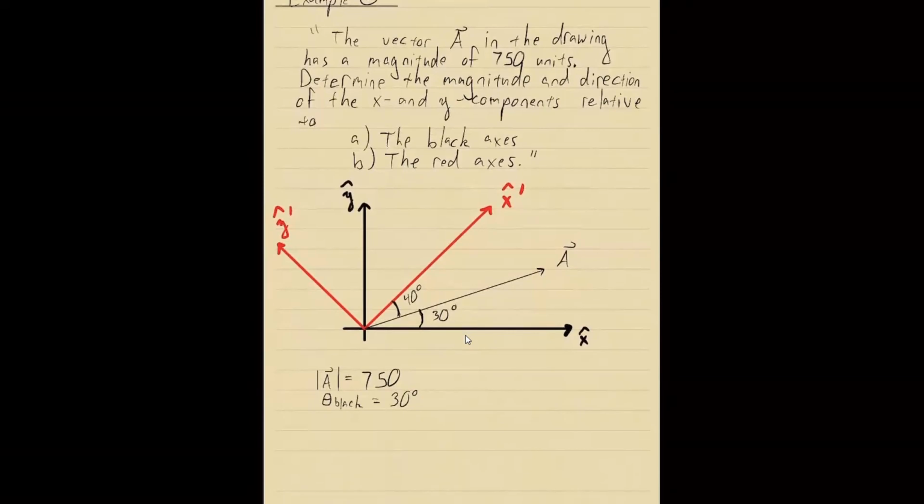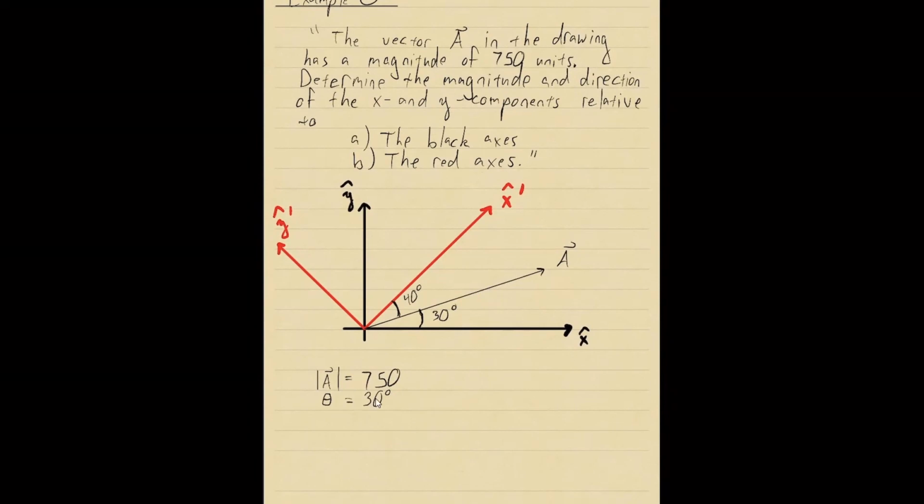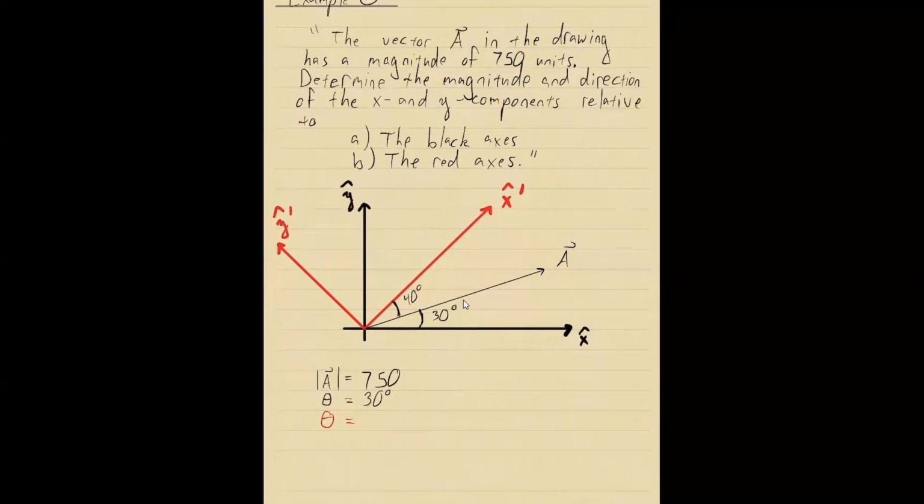Let me actually switch over to red. Instead of calling this theta black, I might just switch up the colors. This black theta corresponds to the angle between the black axes and our vector A. And this red theta will correspond to the angle between our vector A and our positive x prime axis. In this case, the angle between our positive x prime axis and our vector A can be written in one of two ways.